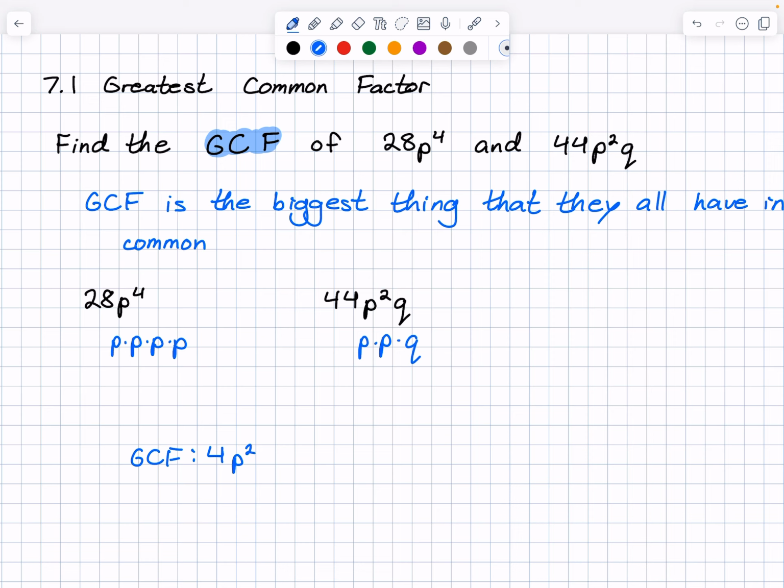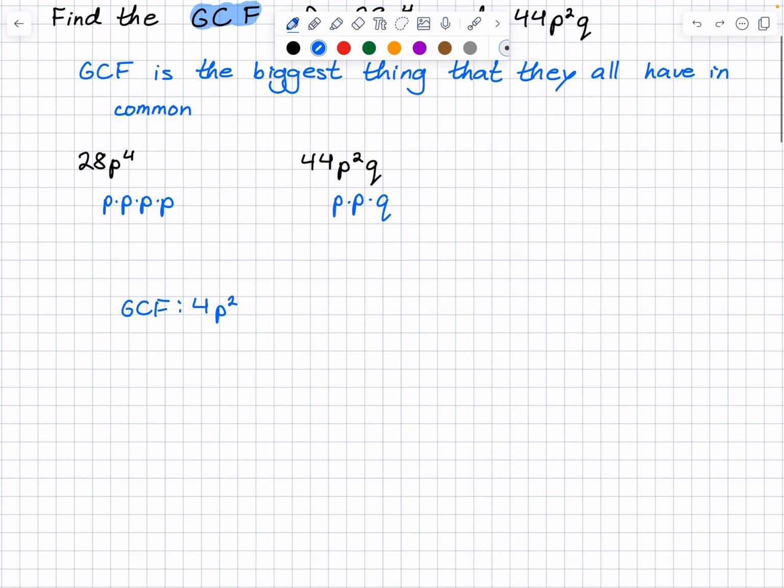It's totally okay to write that as p squared, p times p, either one. But they have 2 p's in common. I can't write more than that because this one only has 2. They have no more than 2 in common. So this is actually the answer to this problem, but let me show you the way to be very thorough about it, to make sure that you got everything.